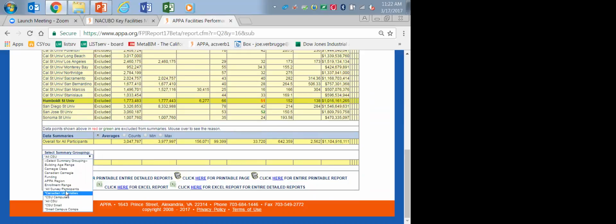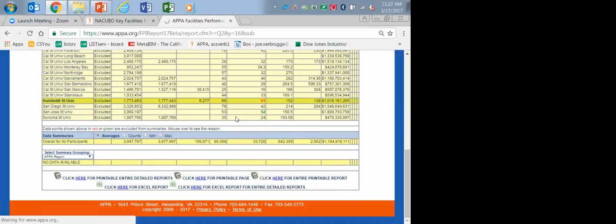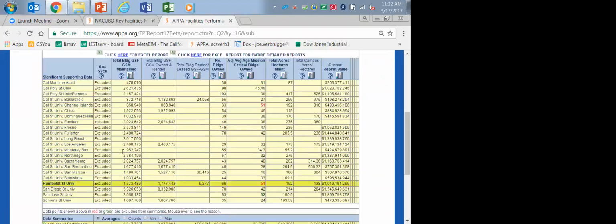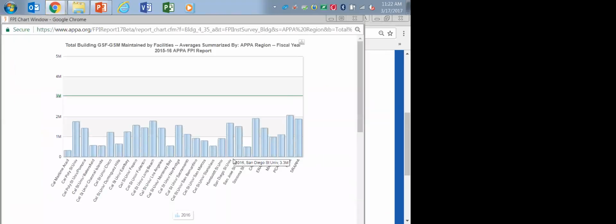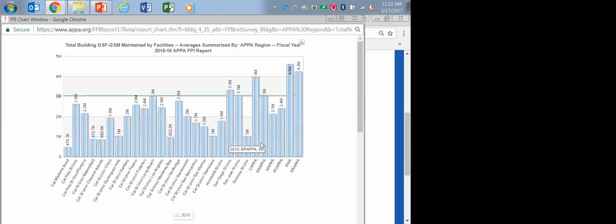Or APPA region, how about APPA region? Up, there you go, right there. And then graph. Now we can see how that changes the report to show APPA regions averages off to the right.